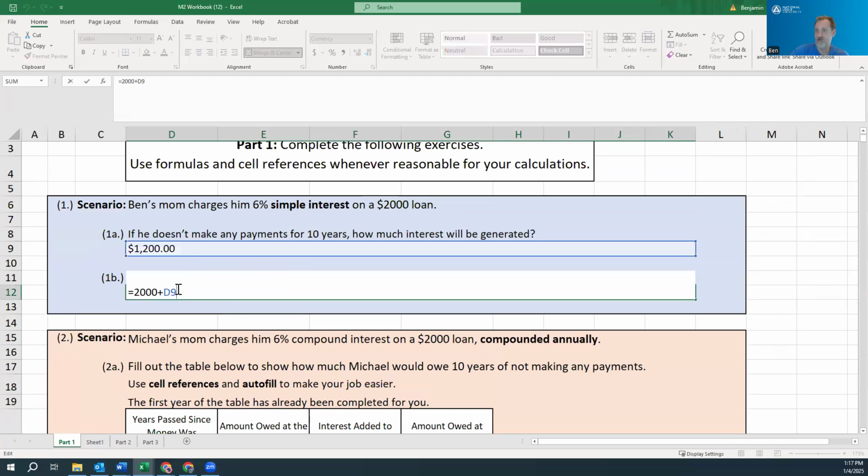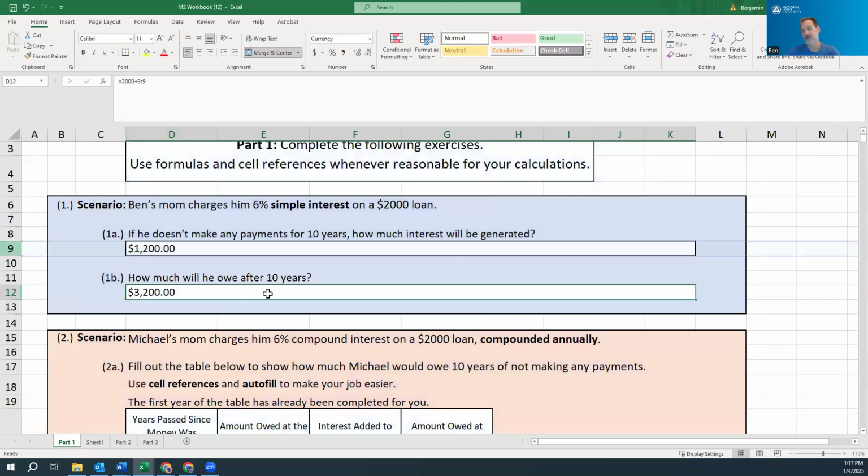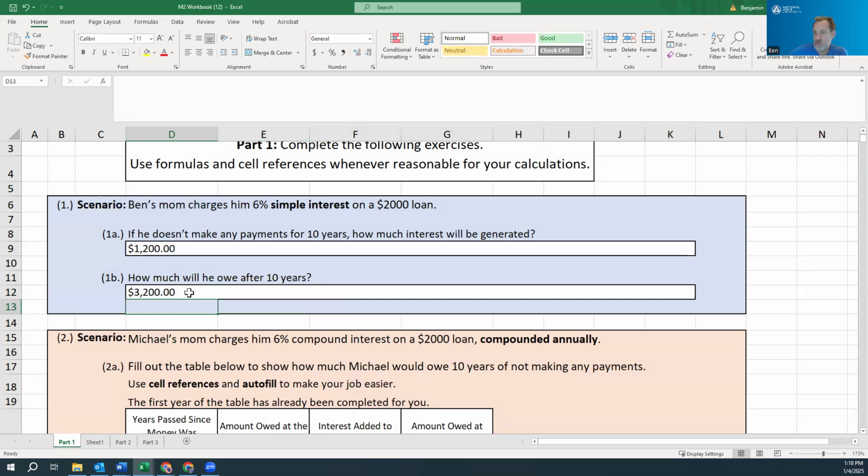The way I did it, though, is I said, hey, Excel, take 2,000 and add whatever's in D9. D9 is indicating that's this column and that's this row. And that's how I get the number 1,200. So this is sort of algebraic in a way. It's sort of like computer programming. Don't get freaked out by it. You don't really have to do a lot of high-level thinking like that. It's just a reference to a box that has a number in it.